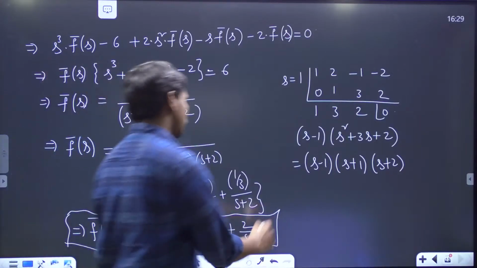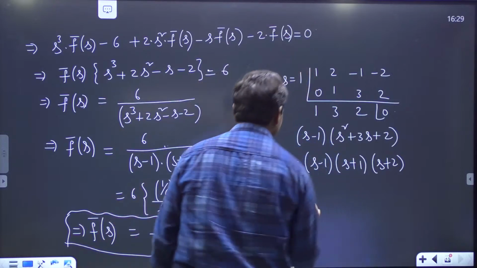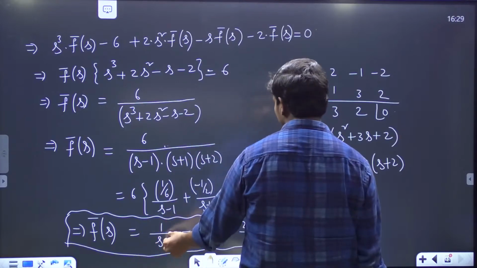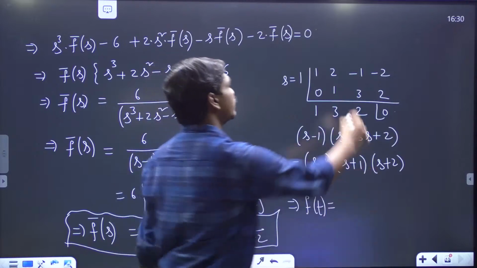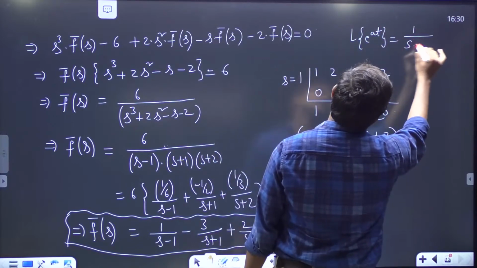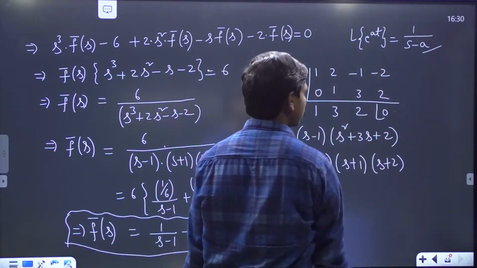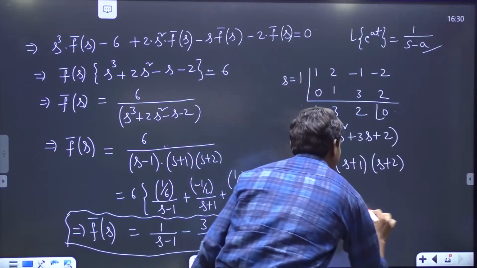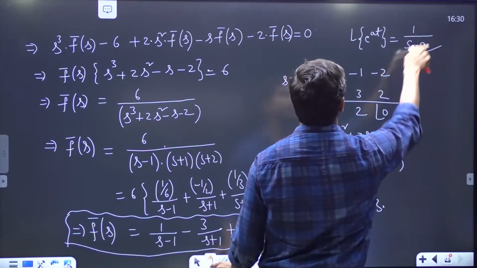See here, if this is f bar of s, then if you apply Laplace inverse to all these functions, this implies f of t is equal to, now this 1 by s minus 1, Laplace inverse of 1 by s minus 1 is how much? We have seen Laplace of e power at is equal to 1 by s minus a, correct? So if you have a is equal to 1, the value of this is e power t. So f of t is equal to e power t. Next, minus 3 times 1 by s plus 1. If you put a is equal to minus 1, you will be getting 1 by s plus 1.